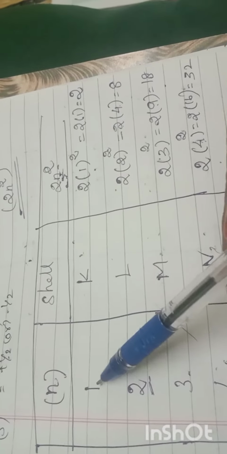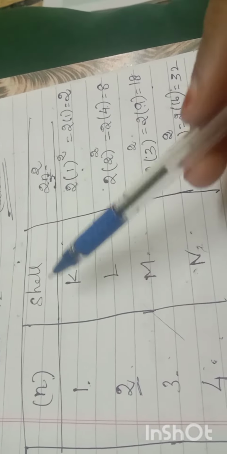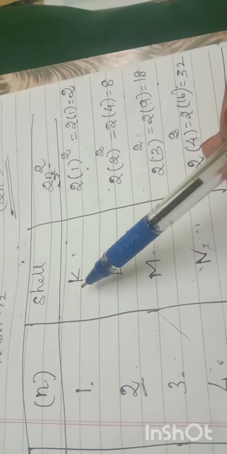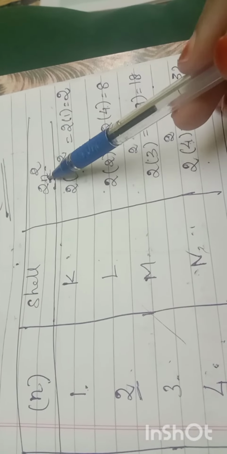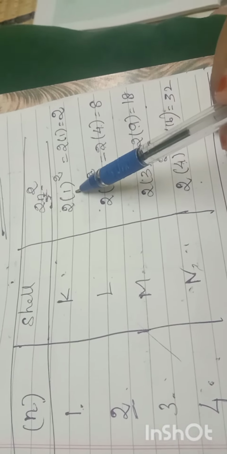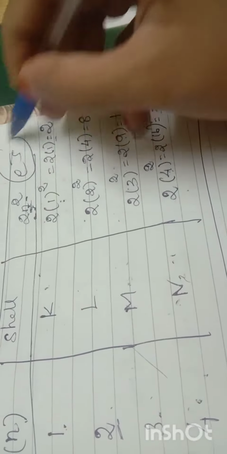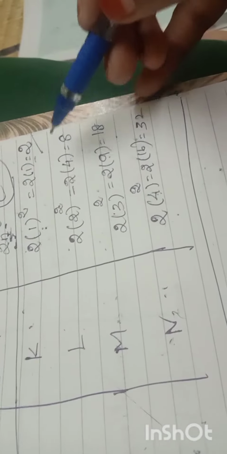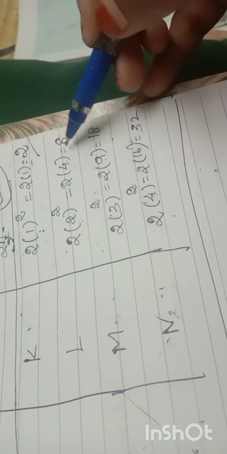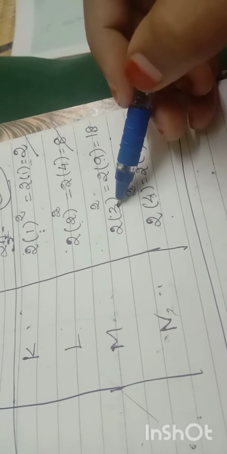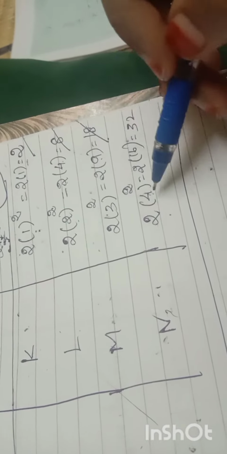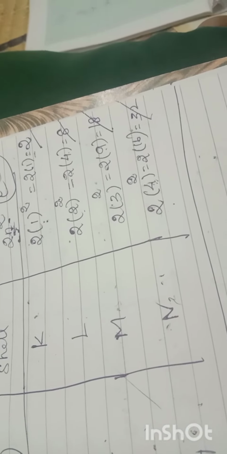By using which formula are we calculating? The 2n squared formula. The n value we are writing is 1, 2, 3, 4 for the shells of the K element. How many electrons will be present? If we put the n value 1, we will get 2 electrons. These are all the electron values. If we put 2 for n, we will get 8 electrons. If we put 3 for n, we will get 18. For 4, we will get 32.